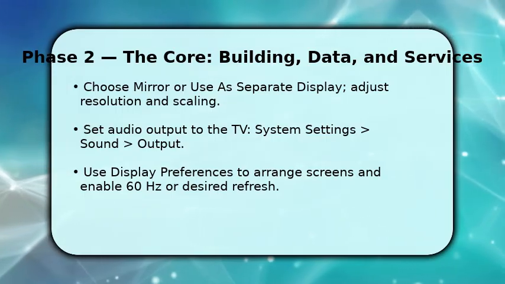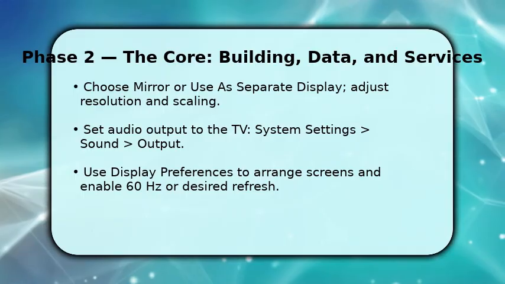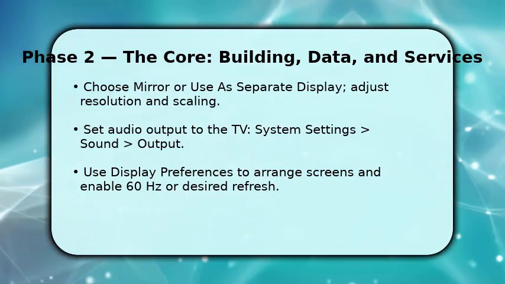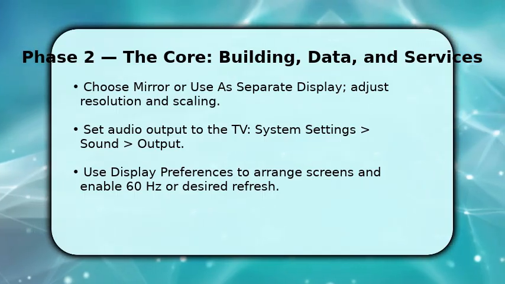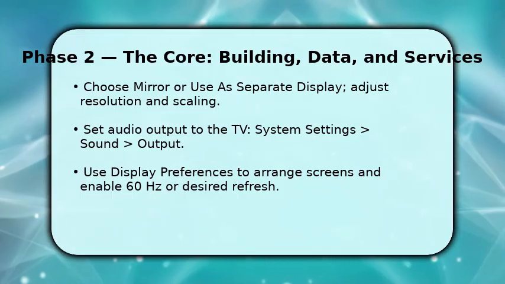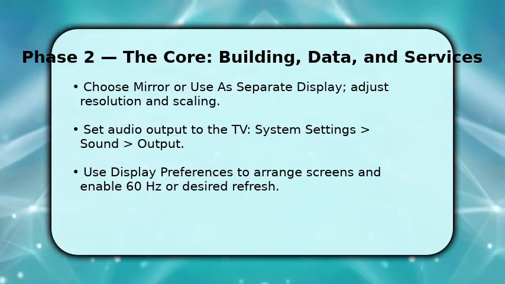Open display settings to change resolution and scaling so text and UI elements aren't too large or small. Then set audio to the TV under sound output so video plays with sound on the remote display. Make sure refresh rate is appropriate, higher for video, standard for slides. Once arranged, drag windows or apps to the new screen to confirm proper placement and performance.